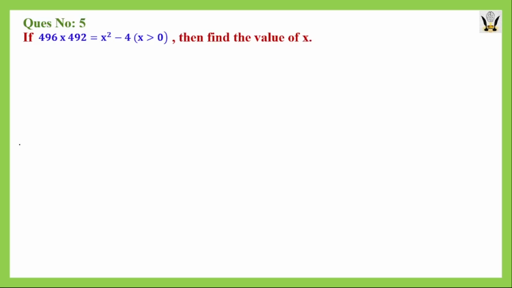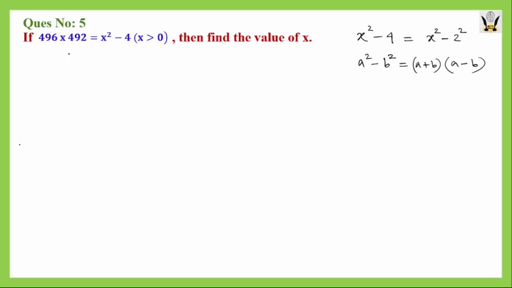Now as question number 5, we have 496 multiplied by 492, and that is equal to x square minus 4, where it is given that x is greater than 0. Then find the value of x. On the right side we have this term x square minus 4. So x square minus 4 can be further written as x square minus 2 square, that means a square minus b square. And we know this identity that a square minus b square is what? That means if x square minus 4 can be represented in this format, then by using this identity we can easily solve, or you can easily map.